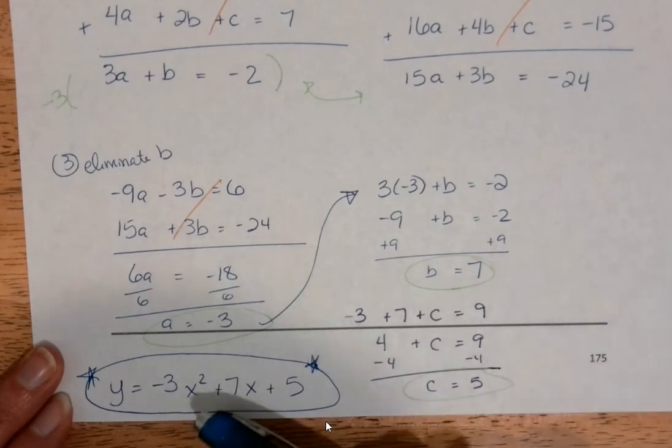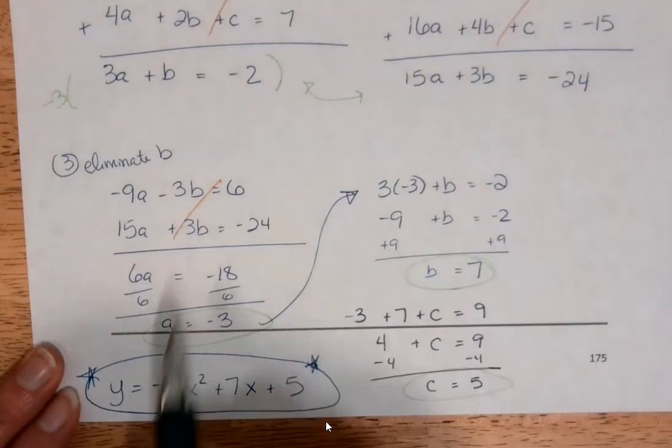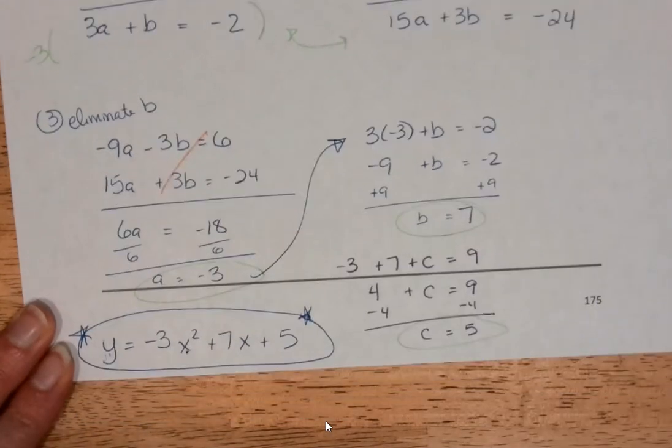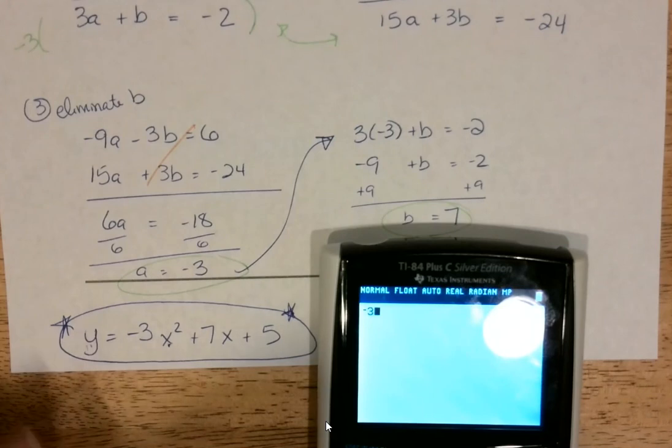So we could check it if we wanted to by putting any of the ordered pairs in for x. Make sure you get the y value. So we want to test it just for one of them. If we look at negative 3 times, the first one was 1 squared plus 7 times 1 plus 5. The y value is 9. Good. We can check the others as well.